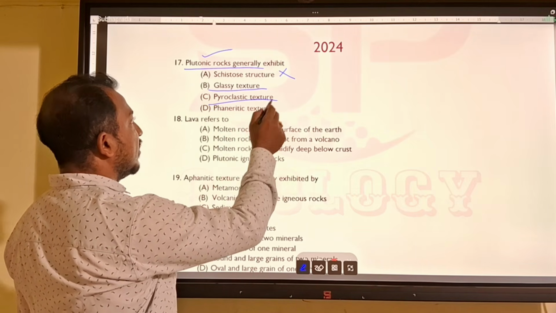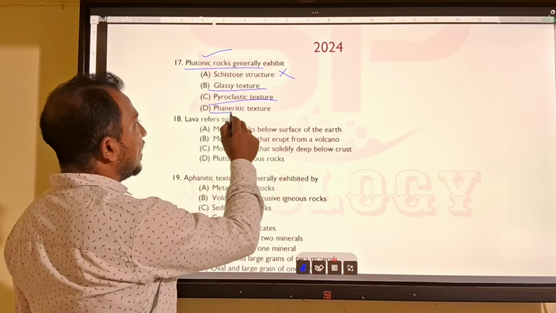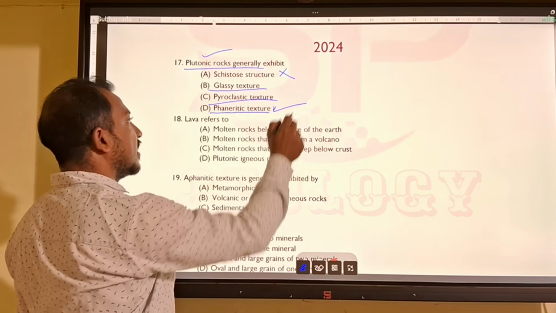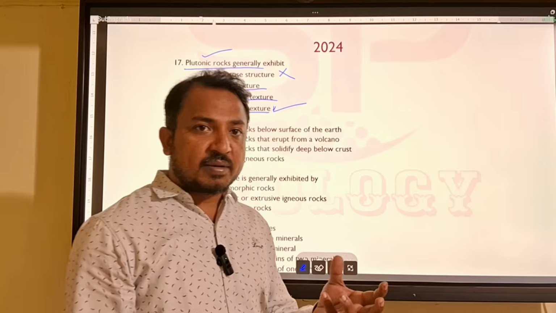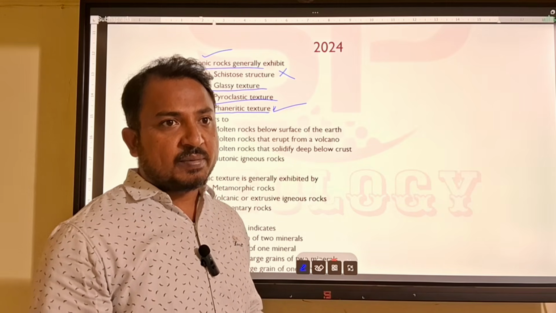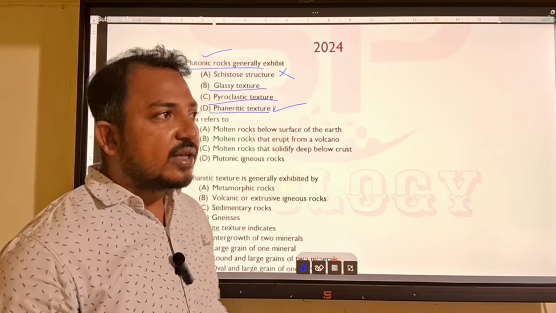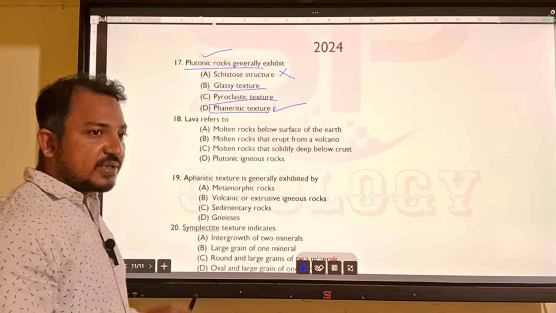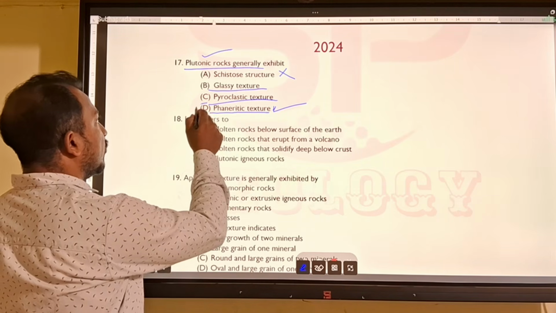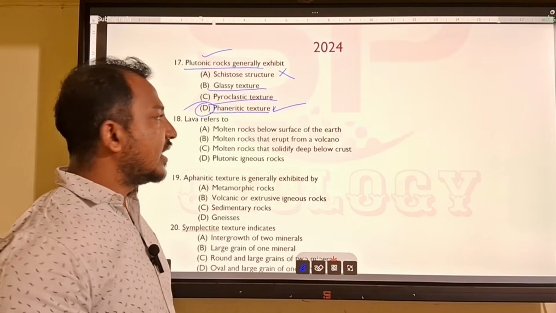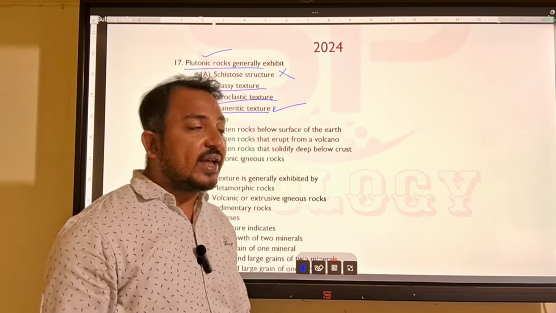Pyroclastic is also a volcanic condition. Then your phaneritic texture. Phaneritic means you can see the grain with the naked eye. That means there is greater development of grain, so there will be larger grain. Larger grain is characteristic of deep-seated conditions, which is characteristic of plutonic rock. So the answer will be D. Phaneritic texture belongs to plutonic rock.